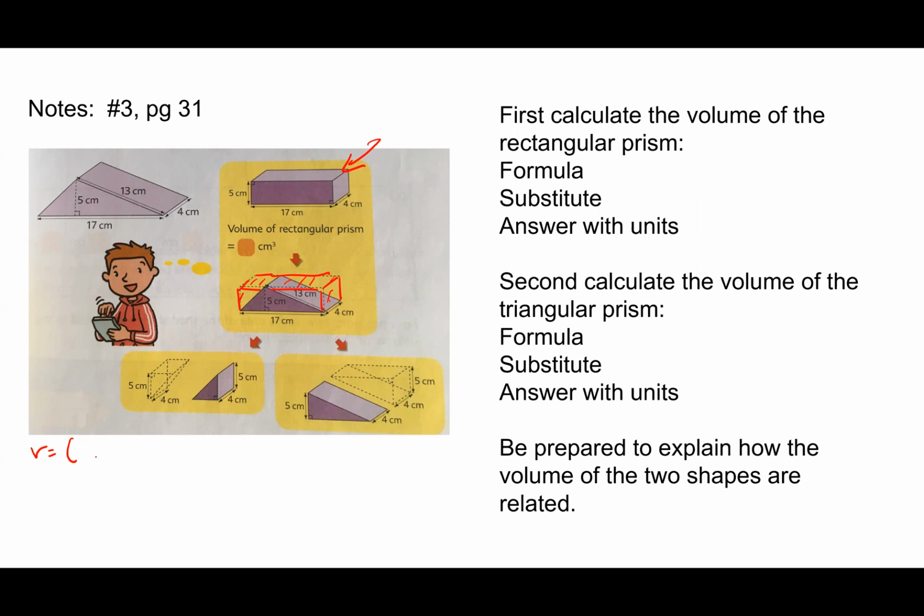Yeah, can you give me the formula first? Because we're going to start out with that as our first line. Yep, and since they don't give me the area, I'm going to go ahead and write length times width times height. So you were right. We're going to substitute in 17 times 5 times 4.